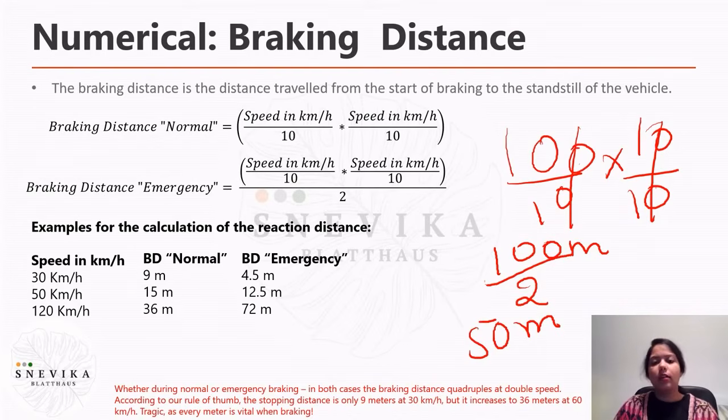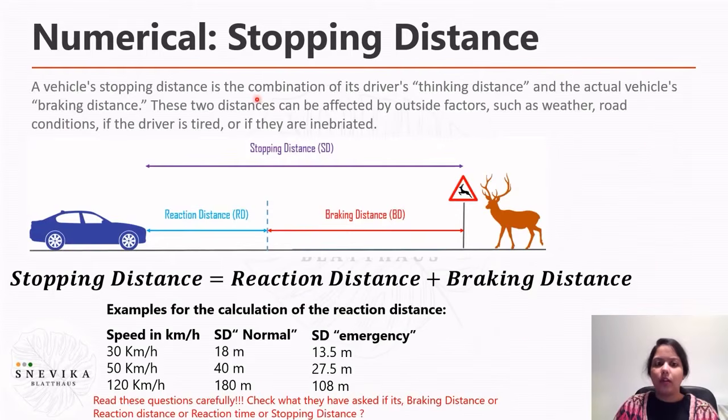And here is how the distance changes. If there are questions, they can ask you: if your speed is doubled, then braking distance becomes quadrupled. But in reaction distance, if your speed is doubled, the reaction distance also becomes double. So now we have understood what reaction distance and braking distance are.